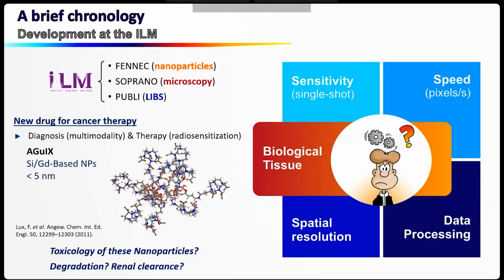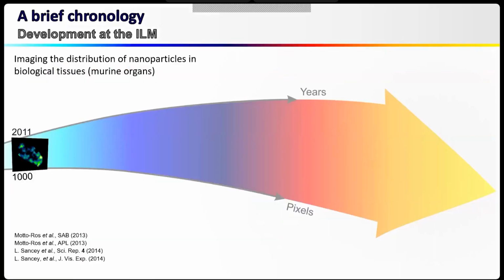But honestly, it was highly challenging at this period. The sensitivity required is very high. The speed, if you want to do imaging, should be very high. The spatial resolution should be low, and the data processing on biological tissues is quite a headache. And I have to say that when I left this meeting, I said, this will never work. But we tried, and we got this. 2011, we were so happy. 3 pixels on an image.